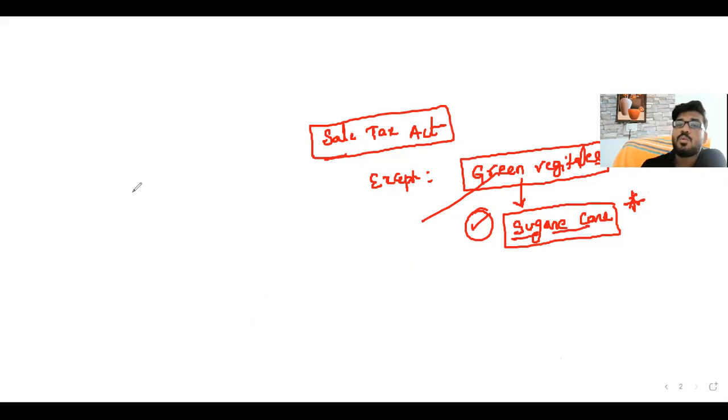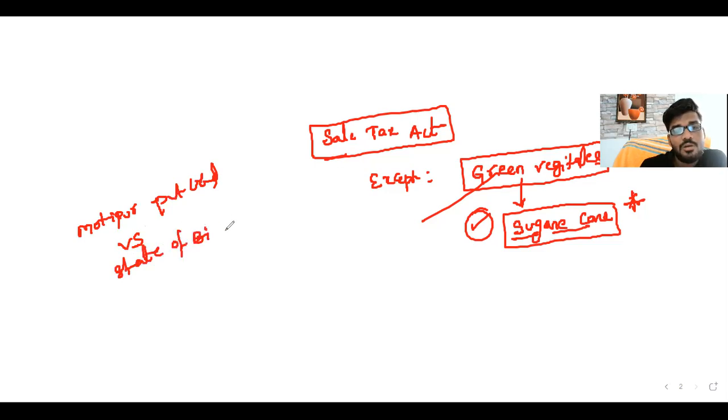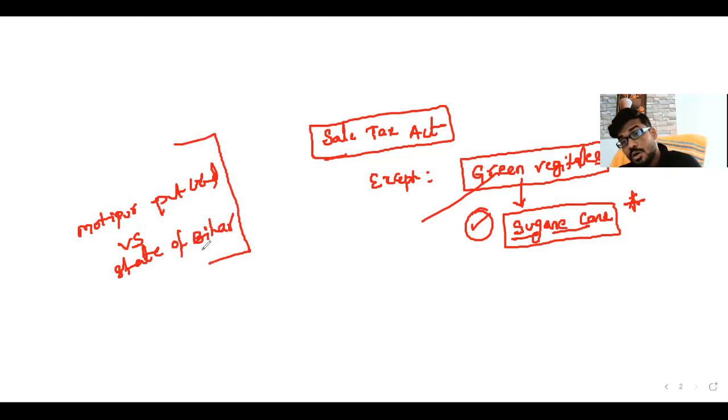So in this scenario, what happened? There is the case of Motipur Private Limited versus State of Bihar. According to this case law, this private limited company sold sugar cane.